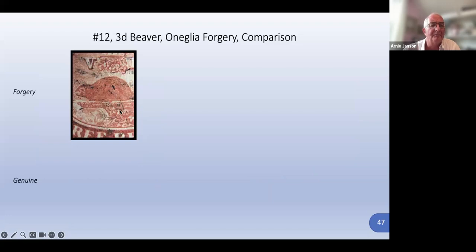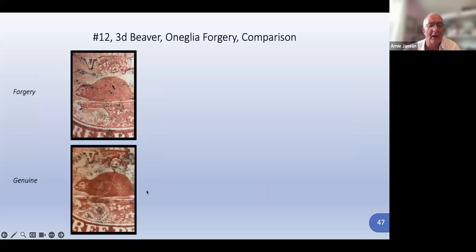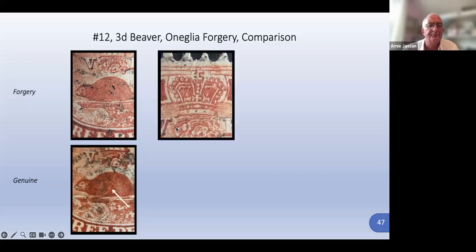Here's the beaver, the forgery, and the genuine. And try as I might, the claws and the fingers are all correct here in the feet of the beaver. And the lines look good. Everything in terms of the beaver, I couldn't see anything that would distinguish the forgery from the genuine. There is, of course, the die crack coming through it, which, of course, he didn't have.